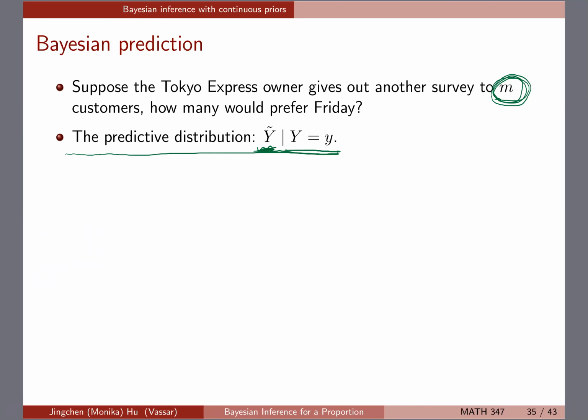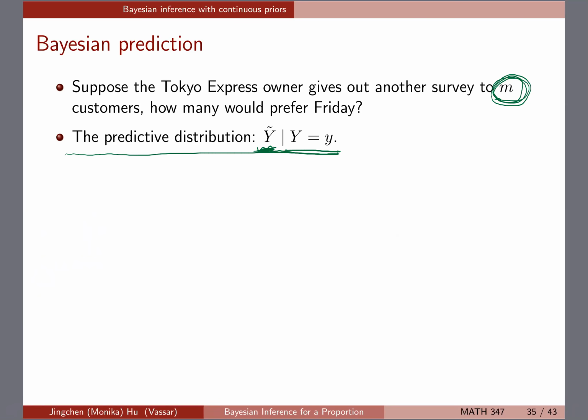Whenever you have a parameter in the model, you're making an assumption about the model, right? And the parameter is just something you use to describe your model, and then essentially the predictive distribution is sort of independent of the parameter. You're really just asking what will be a future predicted value if I know that in my current sample I have y out of n preferring Friday. So this is what this conditional distribution here means.